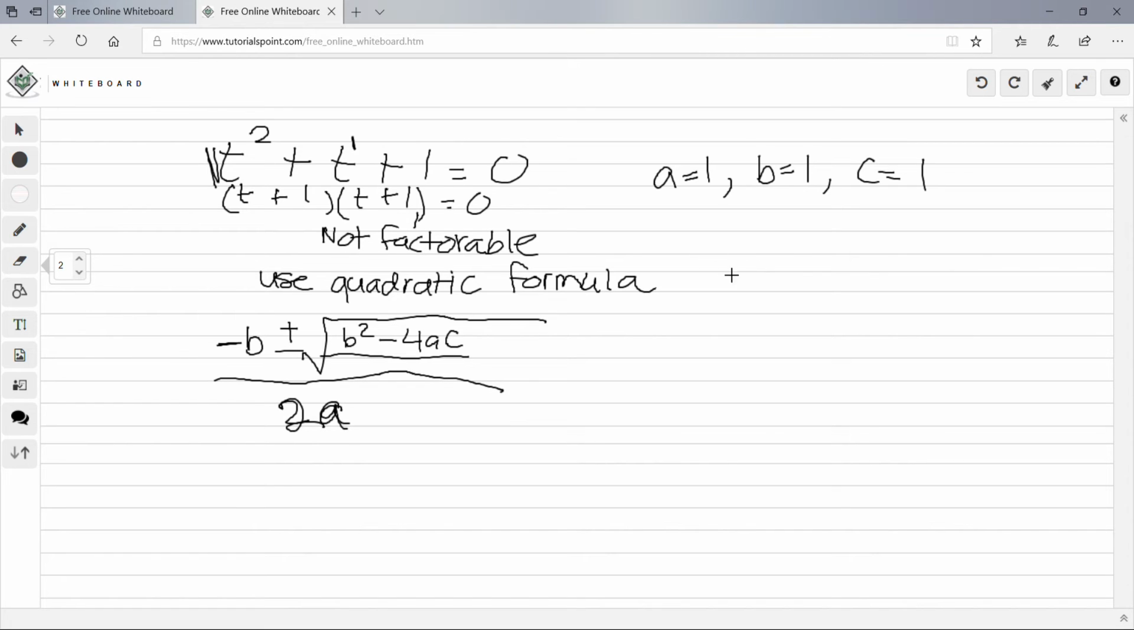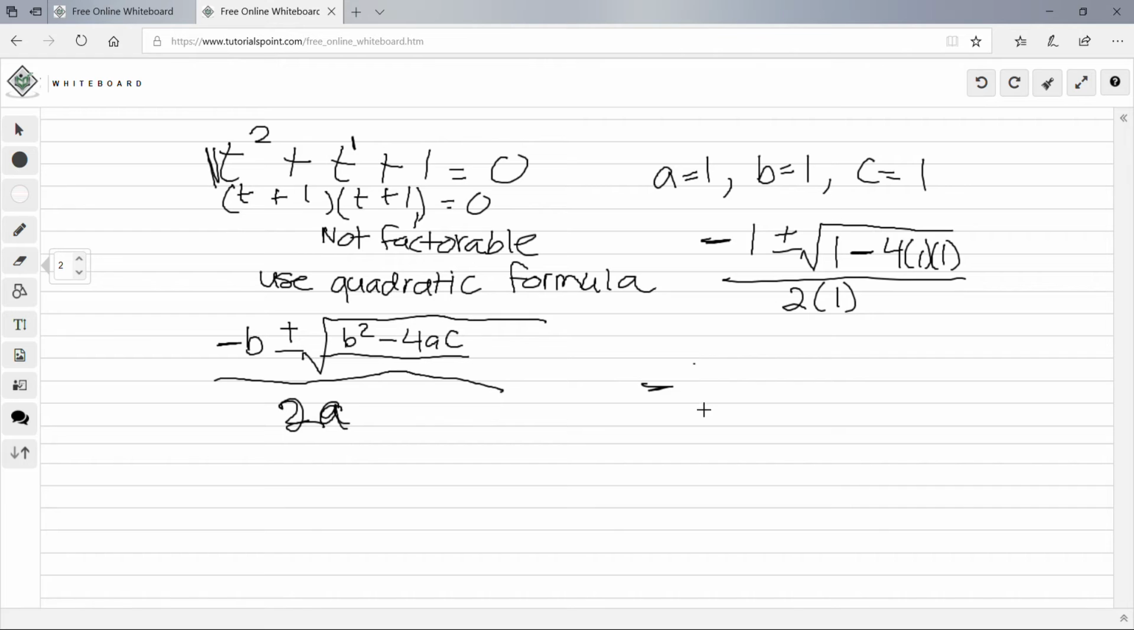So the opposite of b is negative 1, plus or minus root b squared, which is 1, right? Because 1 squared is 1. Minus 4ac, which is 4, and a times c is 1 times 1, which is 1, divided by 2 times a, which is 1. Okay, so let's just simplify.